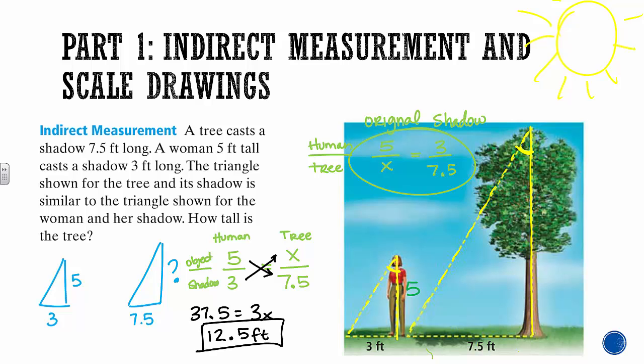Now just like the last one, make sure your answer makes sense. Does it make sense that a tree is a little over 12 feet tall? Yes, it definitely does. The tree should be bigger than the human at 5 foot tall. So all of our numbers lead to the fact that this is probably a very viable answer. Remember, you can always plug it back in and check it. But if you set up your proportion incorrectly, your answer still might not be right. So make sure it makes sense with the problem.